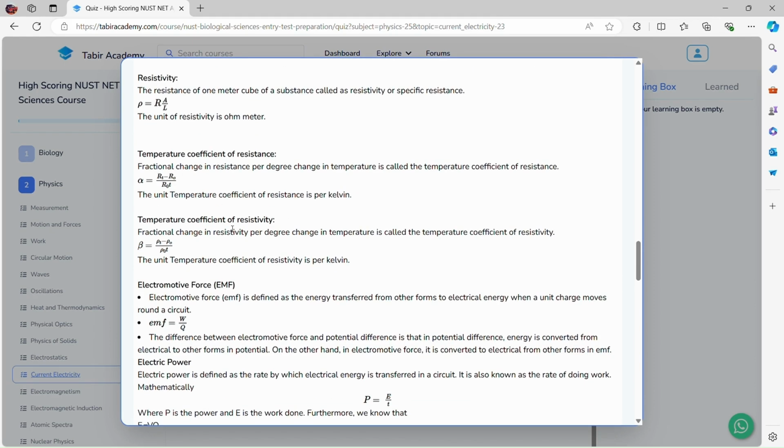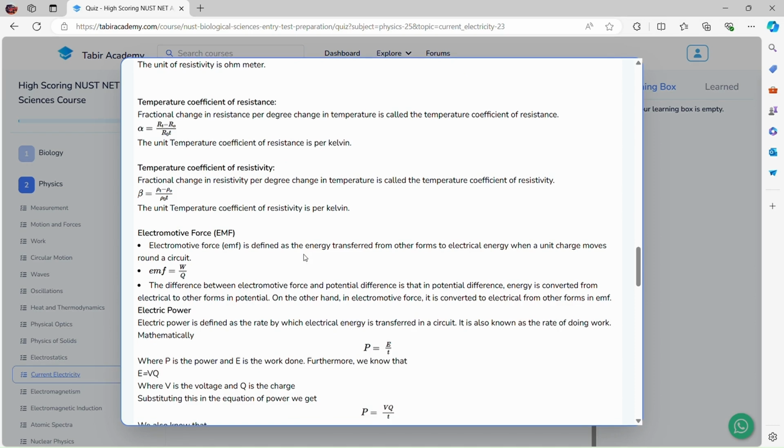Temperature coefficient of resistivity. Fractional change in resistivity per degree change in temperature is called the temperature coefficient of resistivity. Beta equals (rho T minus rho 0) over (rho 0 multiplied by T). The unit of temperature coefficient of resistivity is per Kelvin.